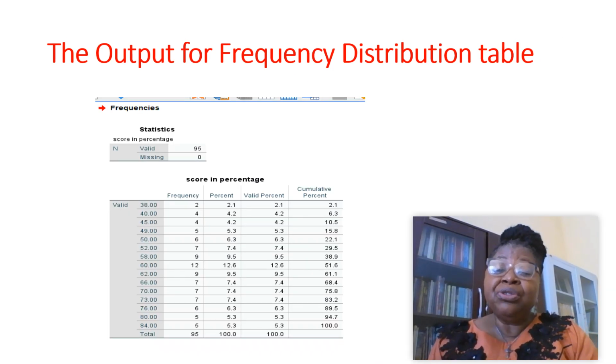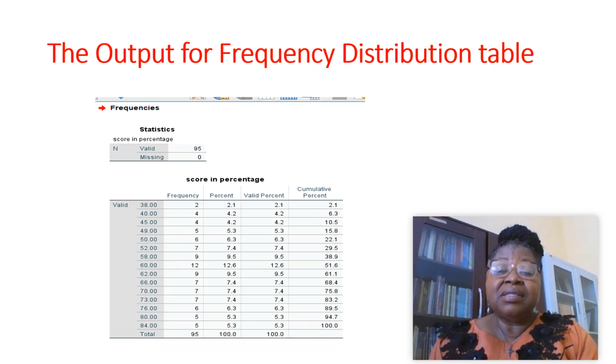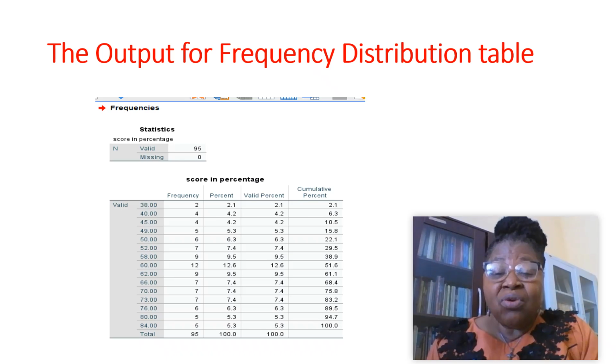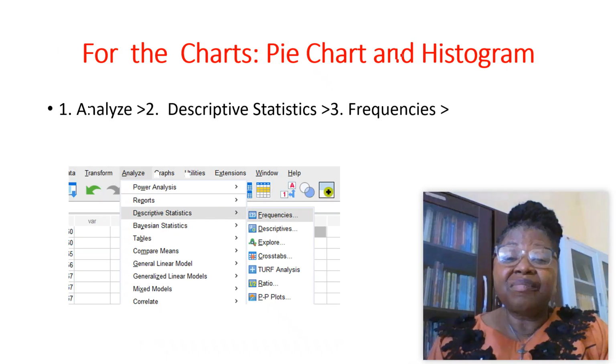Then the output shows, we now see the output. It shows that there are 95 cases or 95 scores. You see all the possible scores and the frequency. The mode is 60. If you look closely at the output of the frequency distribution table, you will see this.